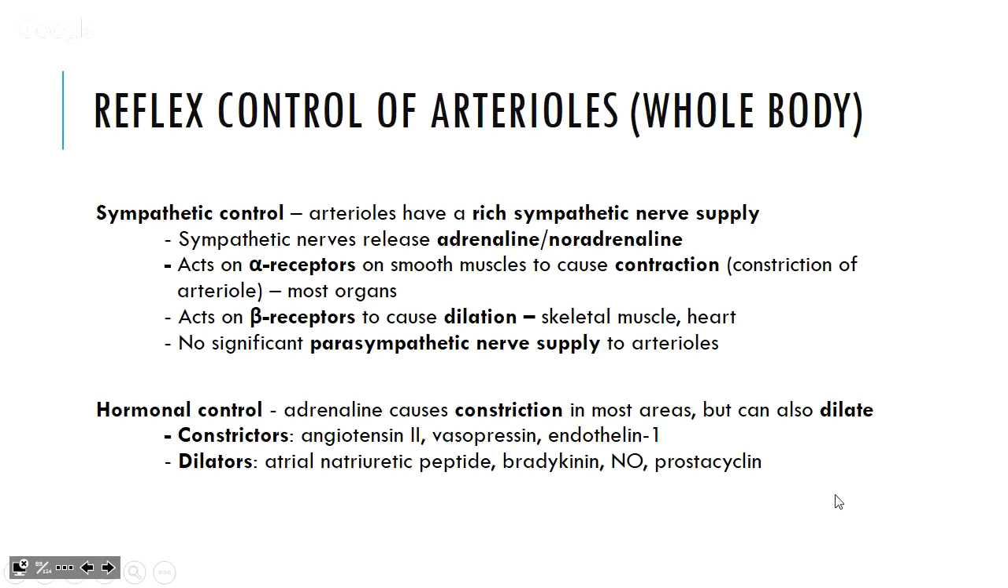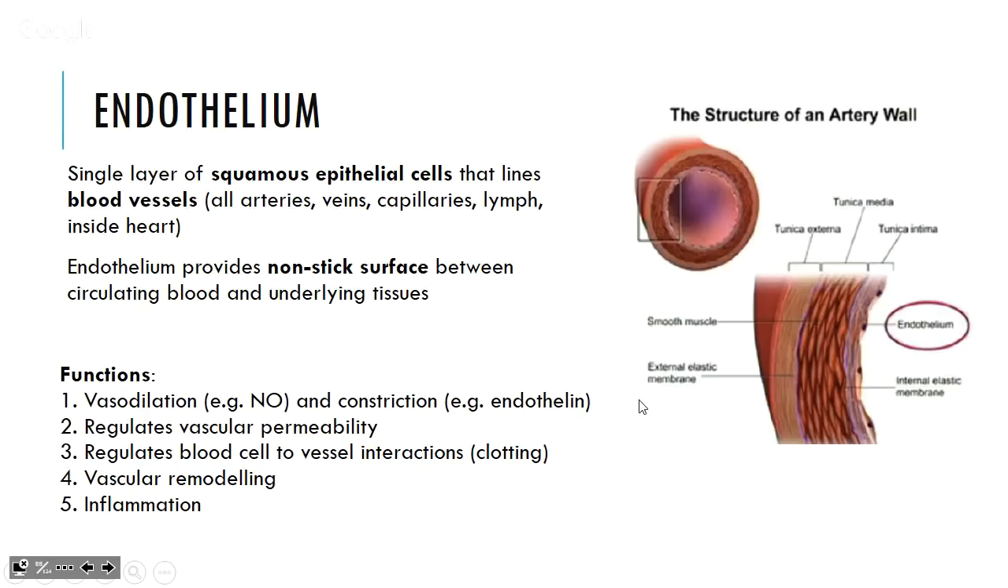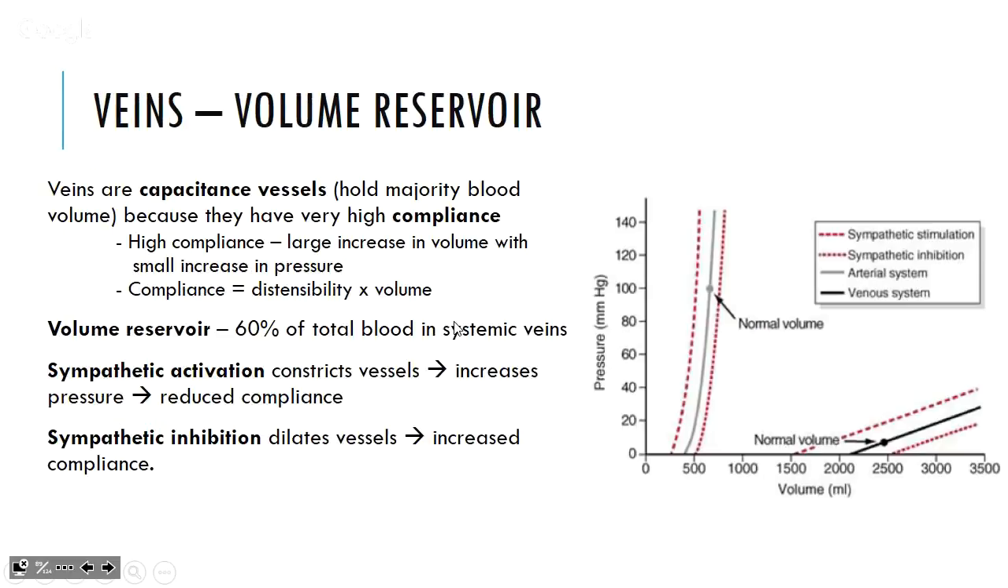And then you have the other hormones that can affect your blood pressure. So you have dilators and constrictors. NO is probably the most important dilator to know, and angiotensin is a constrictor. As for the endothelial layer, just know that it's in charge of secreting hormones for vasodilation and constriction. Yeah, that's probably all you need to know.